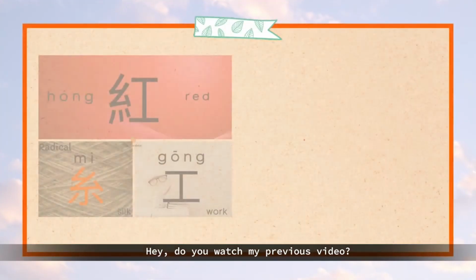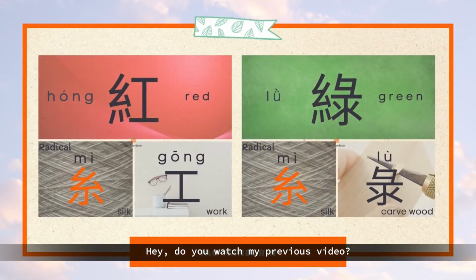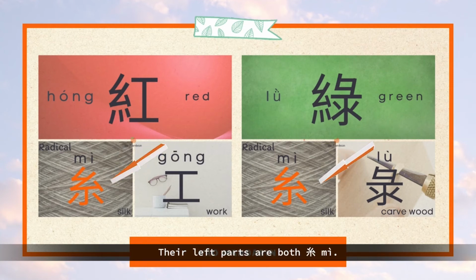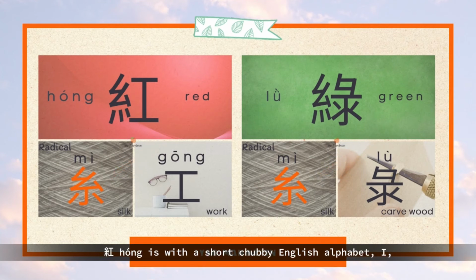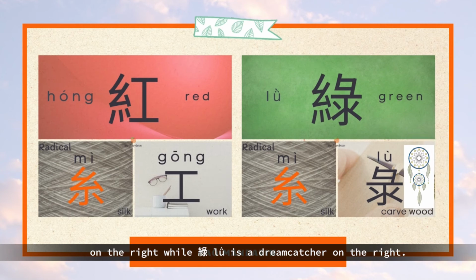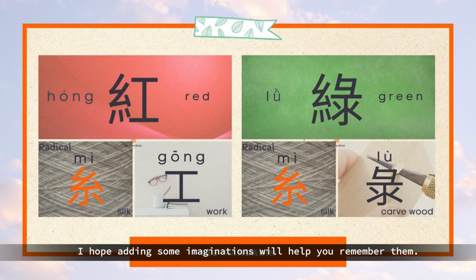Hey, did you watch my previous video? As I mentioned before, mi is one of the essential radicals. We see mi again. So let's review 红 and 绿 before we end this video. Their left parts are both mi. 红 is with a short, chubby English alphabet I on the right, while 绿 is a dream catcher on the right. I hope adding some imagination will help you remember them.